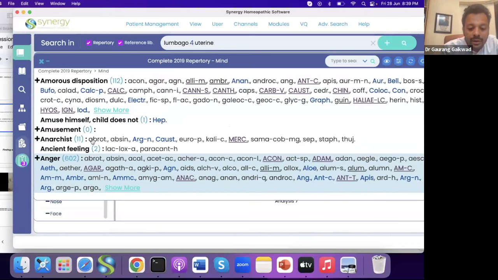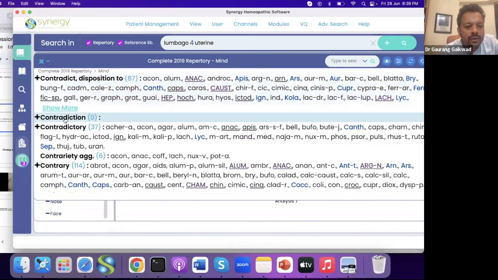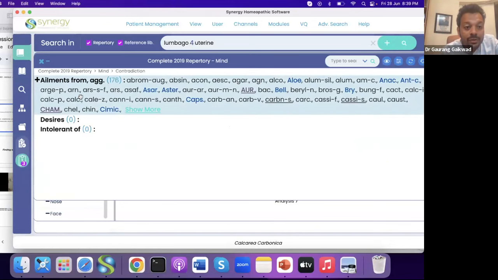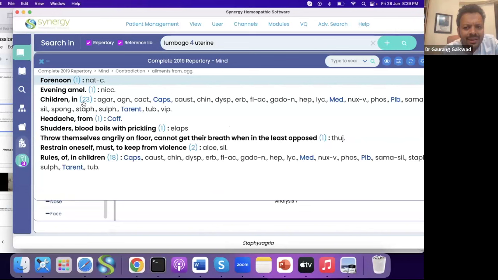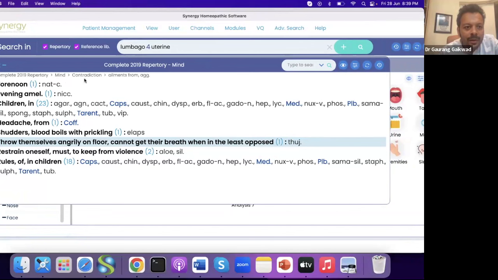Now let me look at another keyword, contradiction directly. Let's see, contradiction, ailments from, let's see if I have something. And there I see contradiction in children. And there I find a very interesting rubric. Very, very close. Have a look at this. Contradiction, ailments from, throw themselves angrily on the floor, cannot get their breath when least opposed.